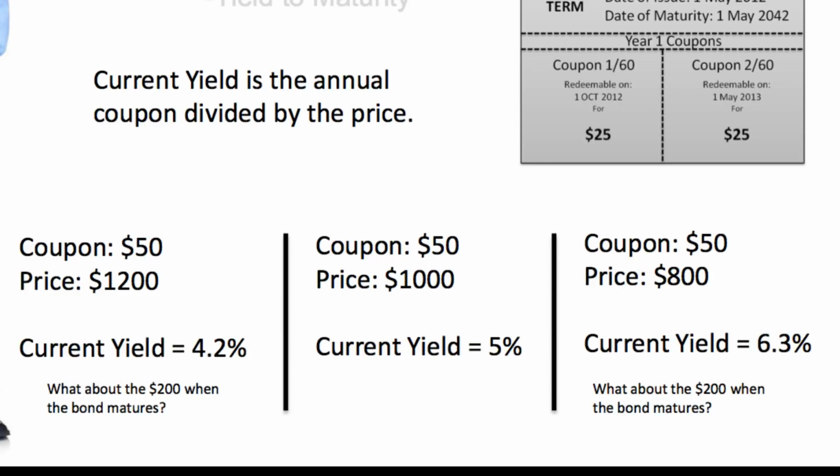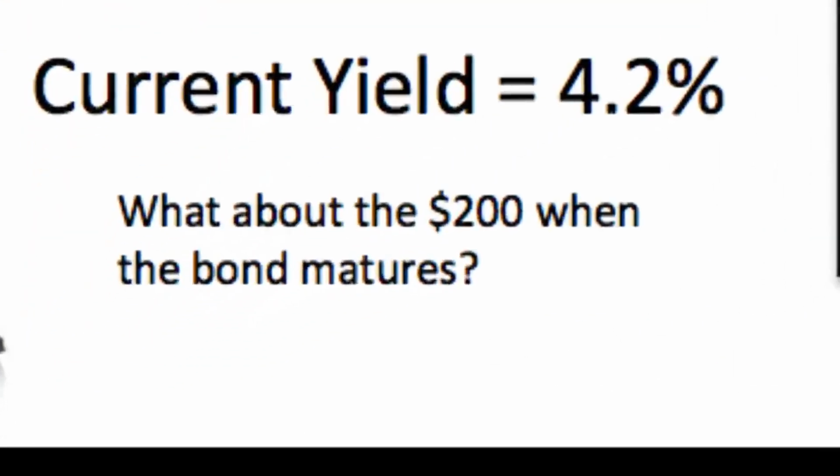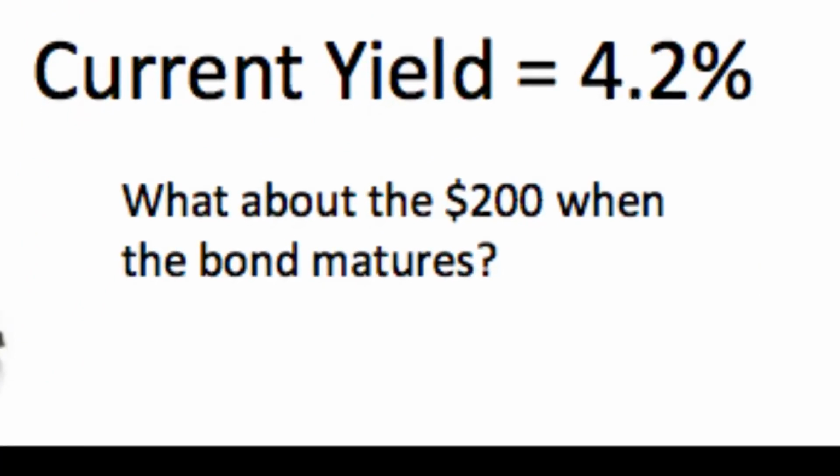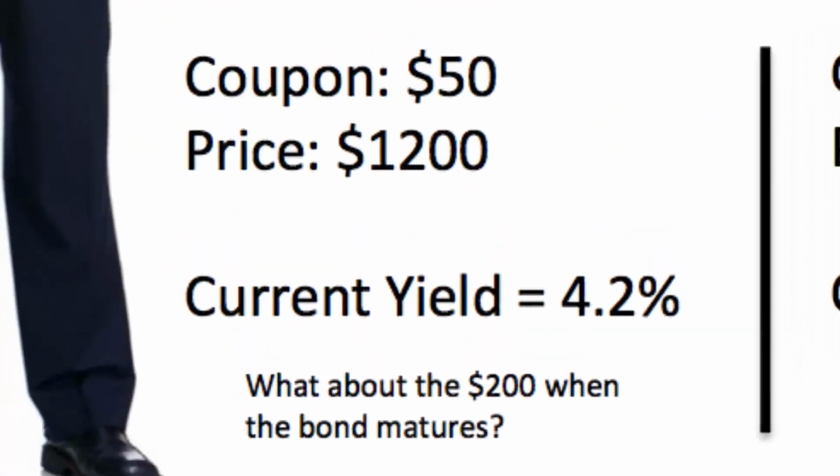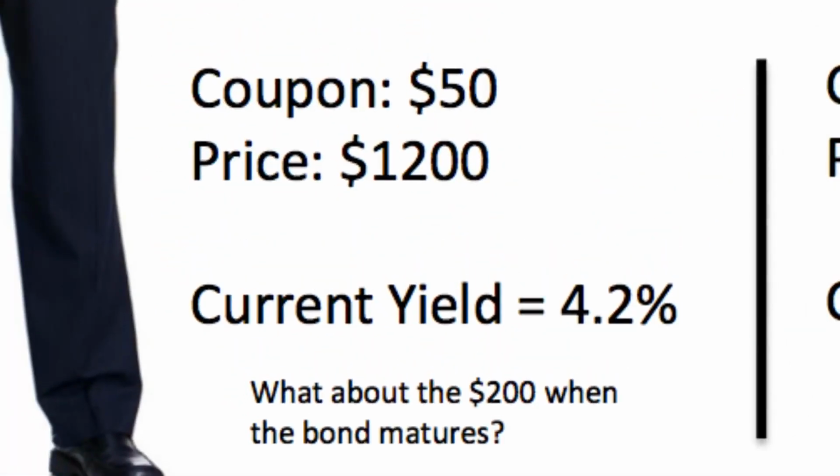Okay, so as you can see, let's look at this first one where let's just say Jesse bought this for $1,200. The current yield on that is 4.2%. But what about the $200 that he's going to lose when this bond matures? Because we know whenever the bond matures, he's only going to get $1,000 back because that's the par value.